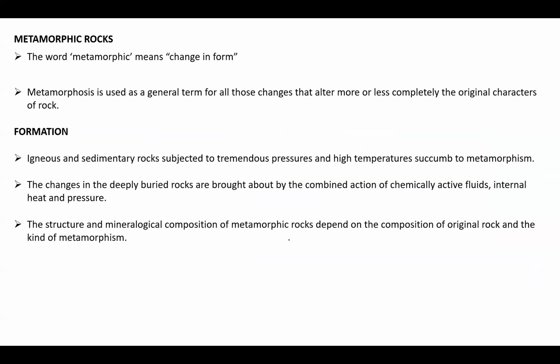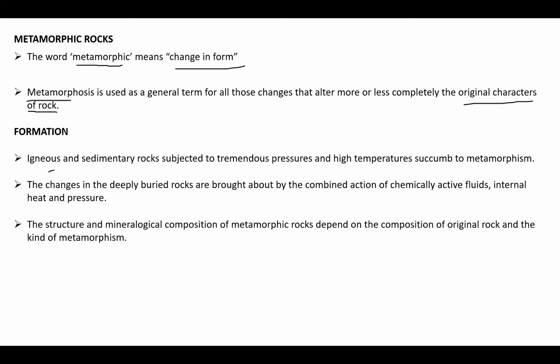So metamorphism means change in form. Metamorphic means a change in form. Metamorphosis is used as a general term for all those changes that alter more or less completely the original character of the rock. If you go through my previous videos, I have shown the rock cycle. Due to pressure and temperature, the originality of the pre-existing rocks, or sedimentary secondary rocks, is changed into metamorphic rocks due to metamorphosis.